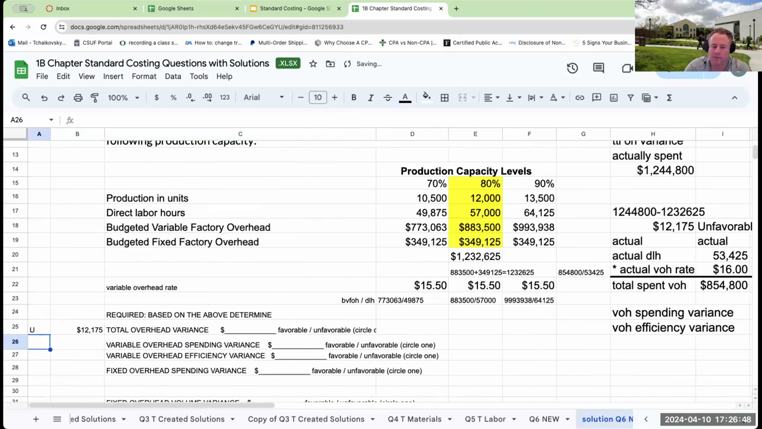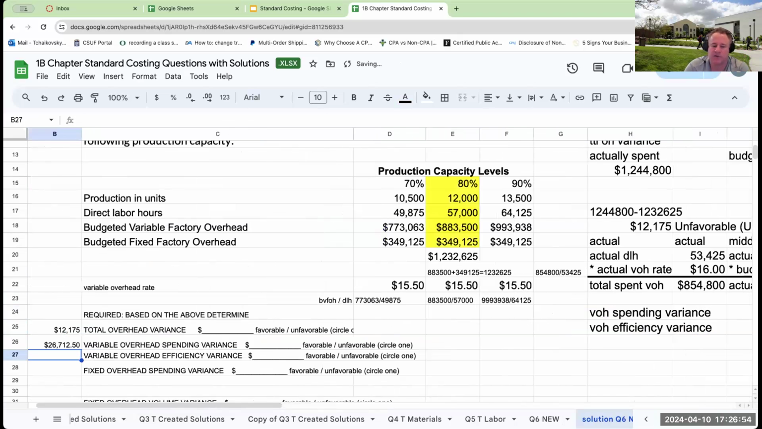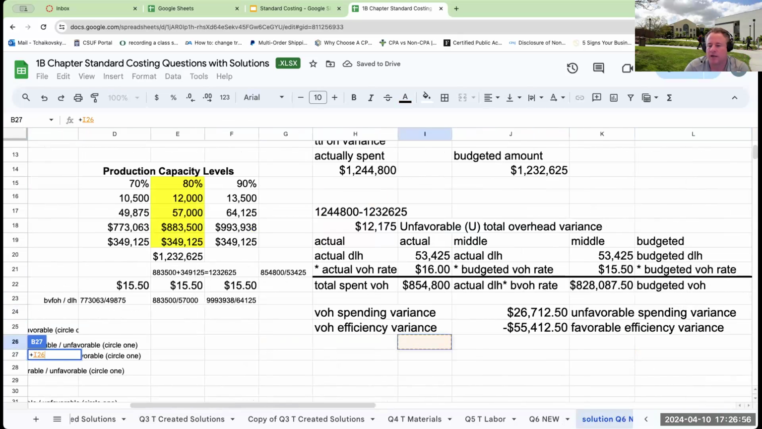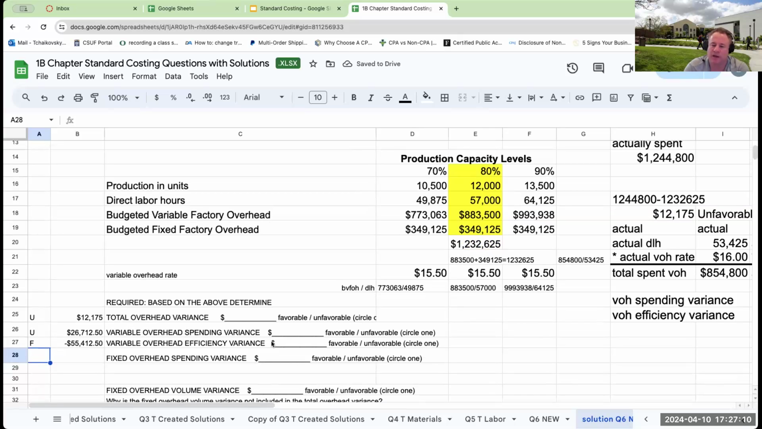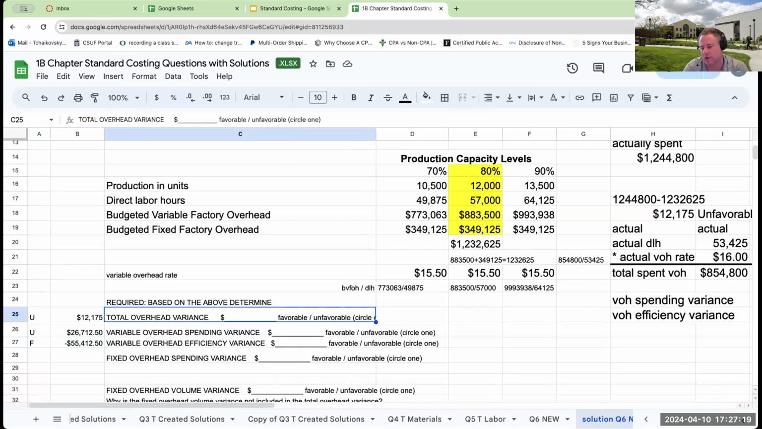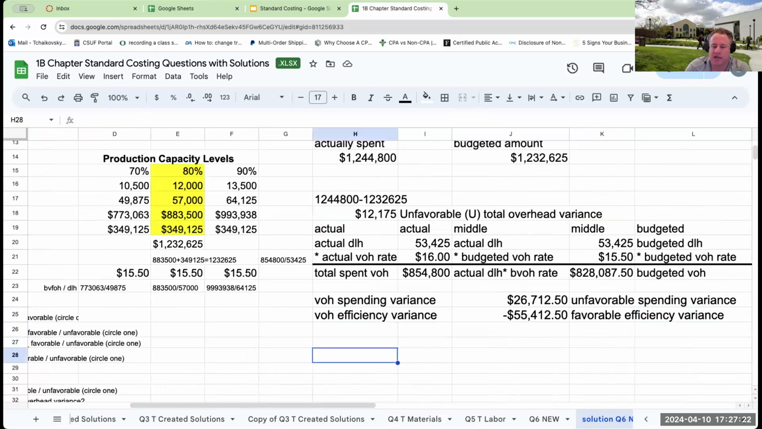So coming over here, my variable overhead spending variance is going to be 26,712.50. My variable overhead efficiency variance is going to be a negative 55,412.50. This one here is unfavorable. My rate was higher than what I expected, but my variable overhead efficiency variance will be favorable. Now, the sum of these two plus the fixed overhead spending variance has to equal my total overhead variance. So now let's take a look at the fixed overhead spending variance.